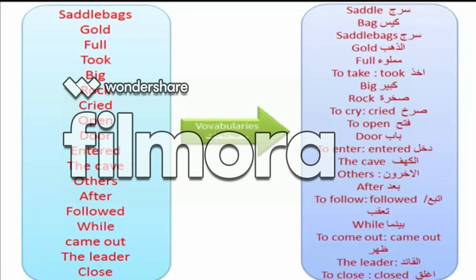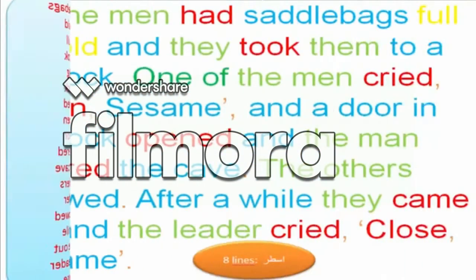The cave الكهف. Others آخرون. After بعد. To follow تعقب. In the past followed. This is a regular verb. While بينما. But when we say after a while بعد قليل. To come out ظهر. The verb to come becomes came in the past. This is irregular, but come out is a phrasal verb. The leader القائد. To close أغلق. In the past closed. Let us read and translate.